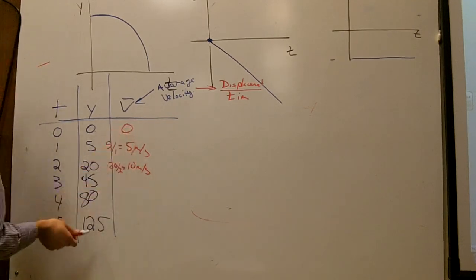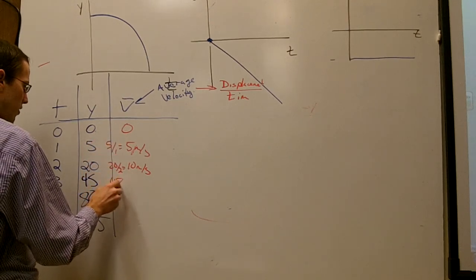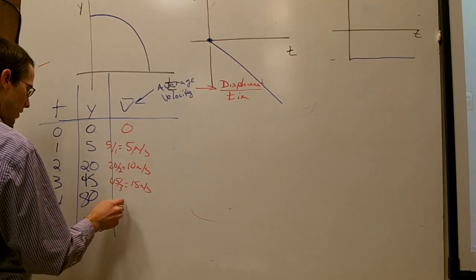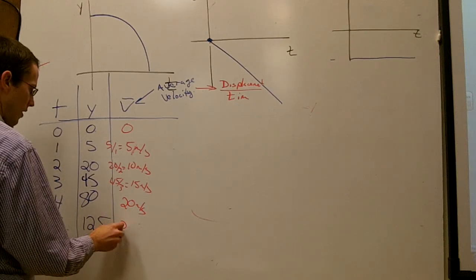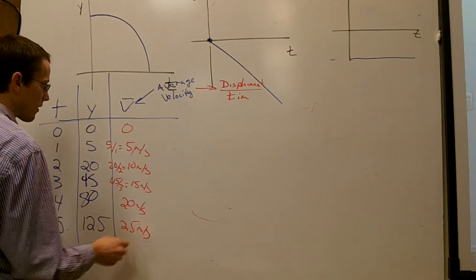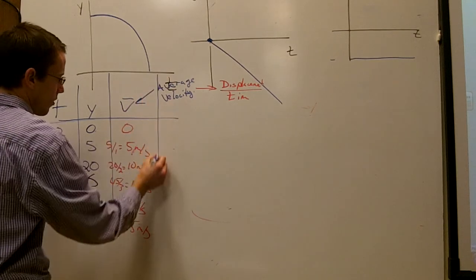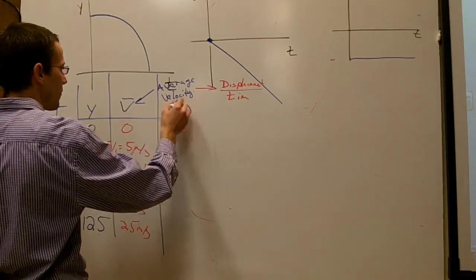Now you'll start to see there's a pattern forming, 0, 5, 10. Sure enough, 45 divided by 3 is equal to 15 meters per second. And that's 20 meters per second. 125 divided by 5 is 25 meters per second. Now from this, we can actually go ahead and find the final velocity.